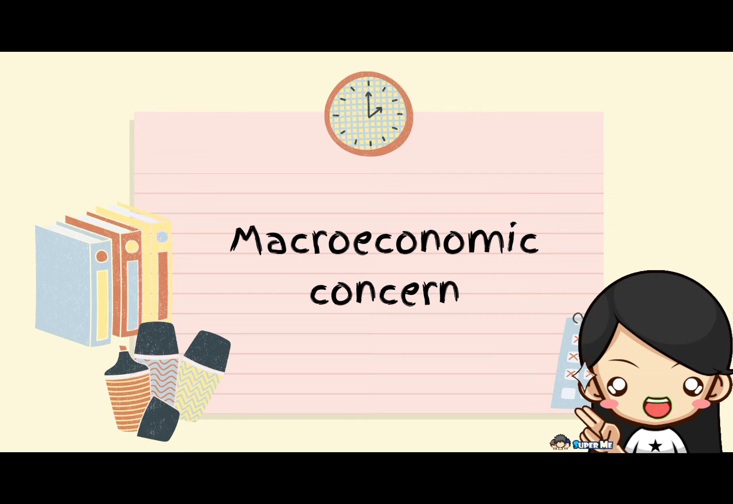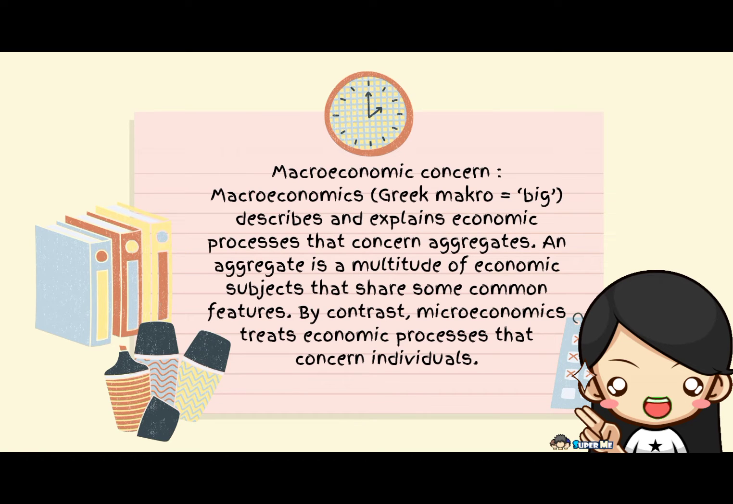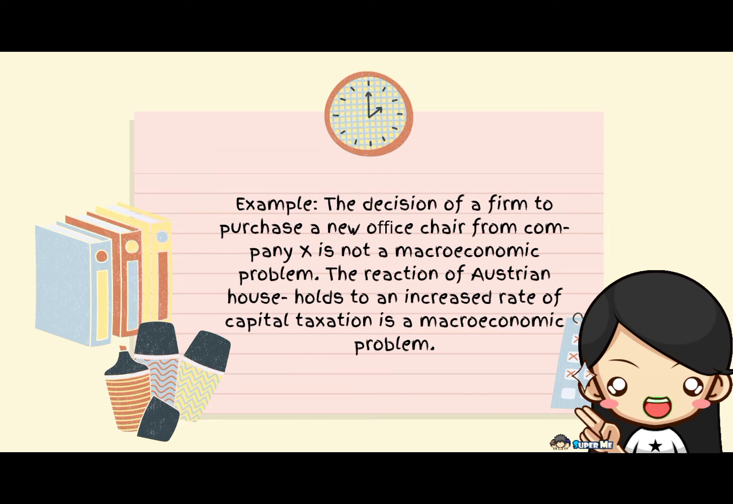Macroeconomics, from Greek macro, equals big, describes and explains economic processes that concern aggregates. An aggregate is a multitude of economic subjects that share some common features. By contrast, microeconomics concerns economic processes that concern individuals. Example: the decision of a firm to purchase a new office chair from Company X is not a macroeconomics problem. The reaction of Austrian households to an increased rate of capital taxation is a macroeconomics problem.